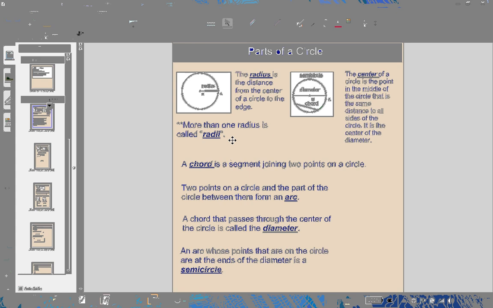A chord that passes through the center of the circle is called the diameter. Here's an example of a diameter. It is always the longest chord and passes through the center of the circle. An arc whose points that are on the circle and are at the end of the diameter is a semicircle. So we can tell here that we have a semicircle up here on the top. It's the green part whose ends are the endpoints of the diameter, or the part on the bottom whose ends are the end of the diameter.